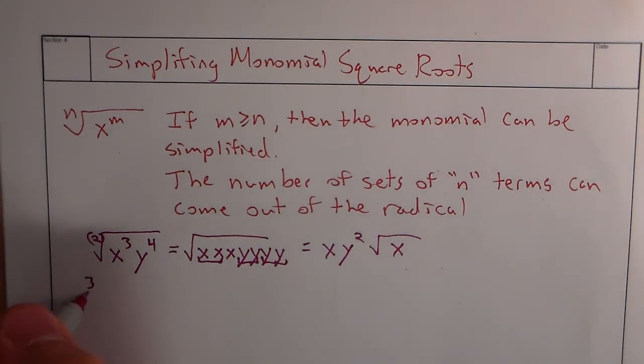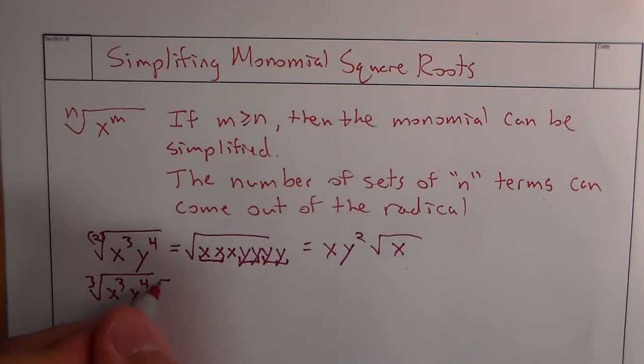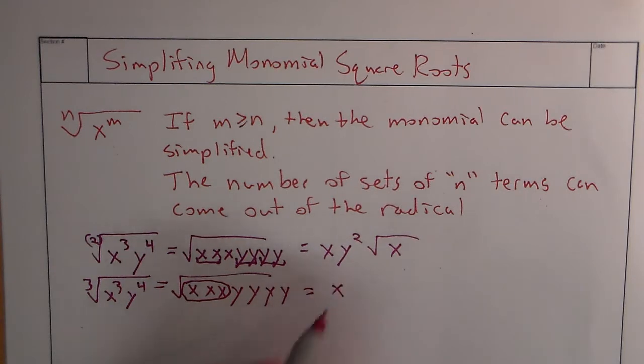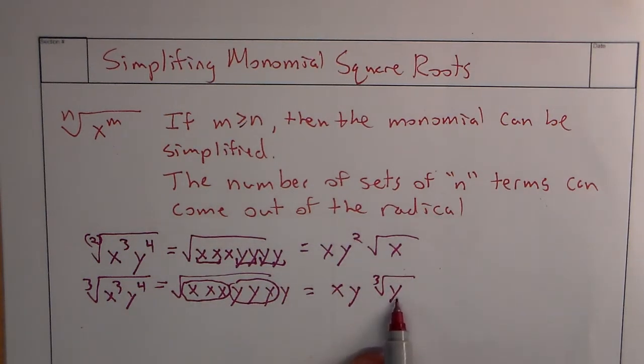Now what if we change that to make it cube root? So now we need sets of 3. So I still have 3 x's, 4 y's, but now that group of x's makes 1 x on the outside, 3 y's come out to make a set, and then we're left with 1 y on the inside. Kind of that leftover odd one left.